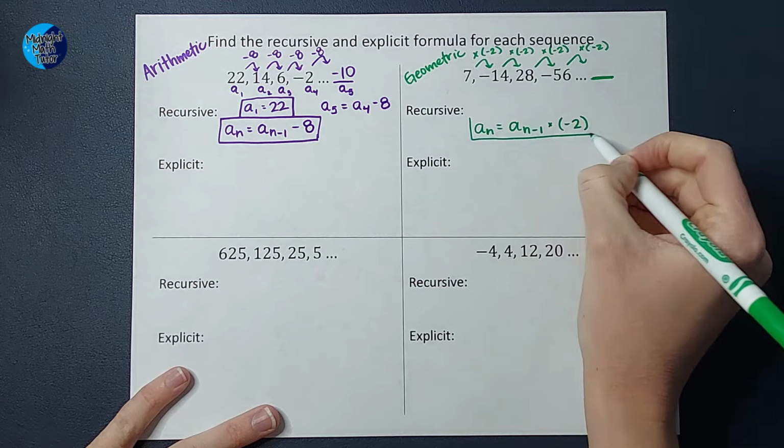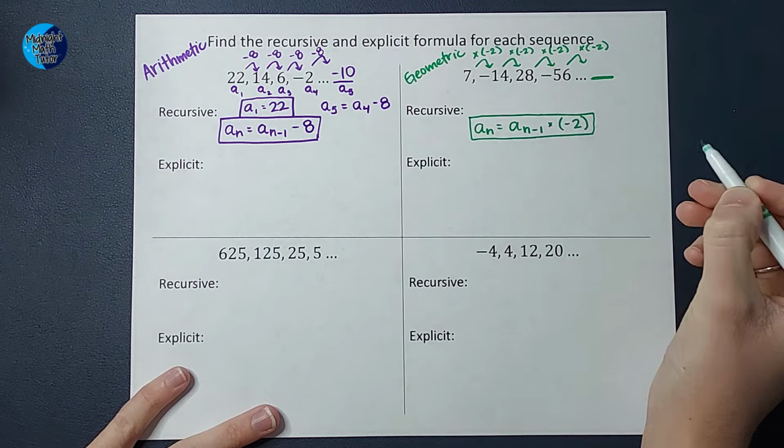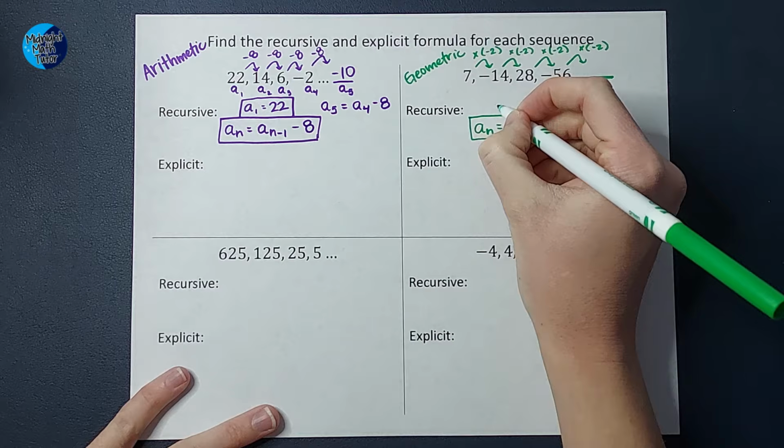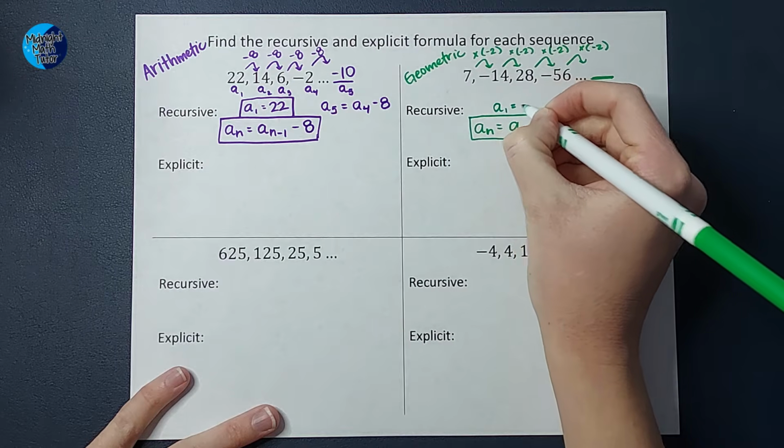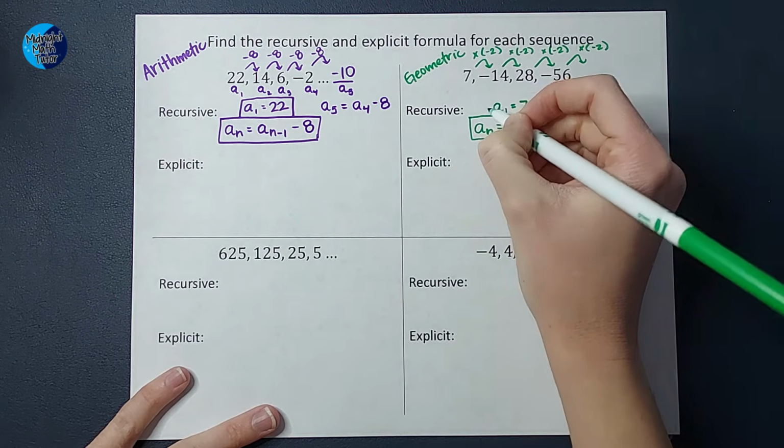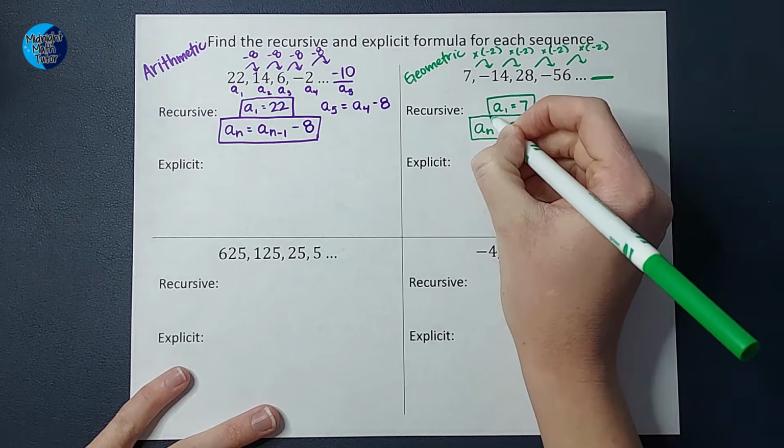Oh my gosh, happy day. Look how fast that was. Again, to make this helpful for anybody that's using it, we need to tell them that the first term is 7. A sub 1 is 7.